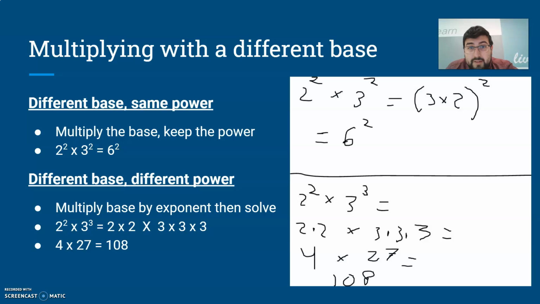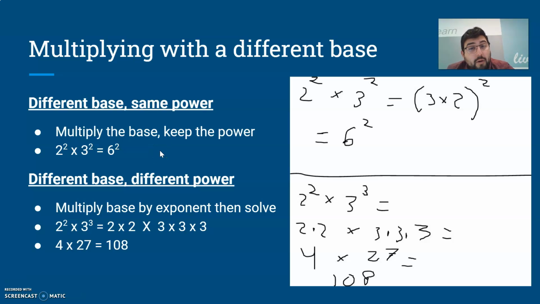With different bases and the same power, you're just multiplying. So 2 squared times 3 squared would be 3 times 2, and then you're just bringing over the squared. So 6 squared, and then you can solve. It's basically a way of simplifying. But if it's 2x squared times 3x squared, same thing, you would do that, all right?